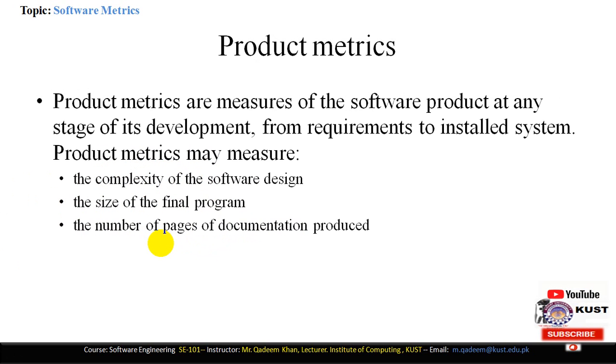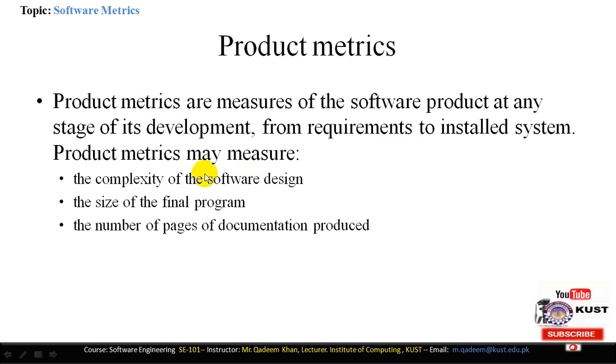Next one is the product matrix. The product matrix is the measure of the software product at any stage of its development. Here we will measure the attributes of the product, and we will gain important information from the matrix using those attributes. From the requirement to the installation of the system, from the early phase of the software, which is requirement analysis and specification, until the system is launched in the market and used by the users, which is the installation phase of the system, all the information and matrices that are gathered during these phases are called the product matrix.